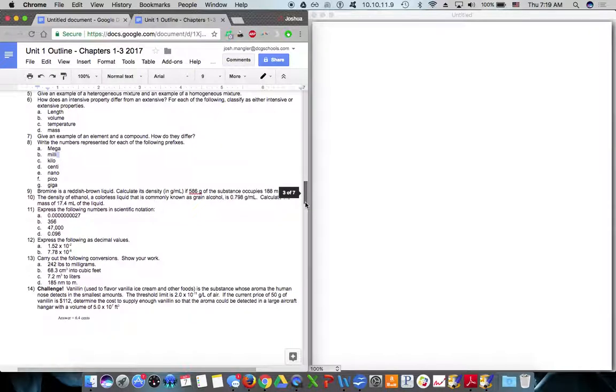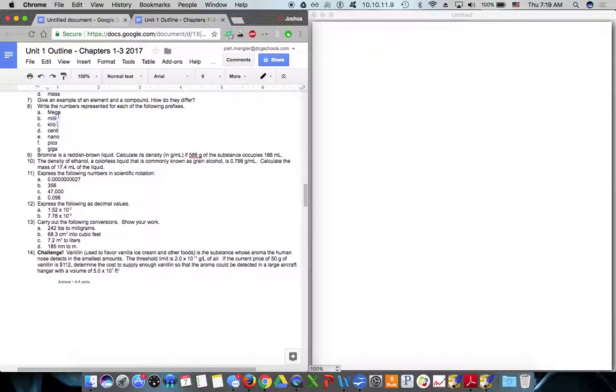Prefixes, I'm not going to go over those. The big ones you need: mega, milli, kilo, and then the base unit. So if you have a meter, a kilo is 1,000 meters, and then a millimeter is going to be 1/1000th of a meter. So this is your thousands, and those are the two important ones.